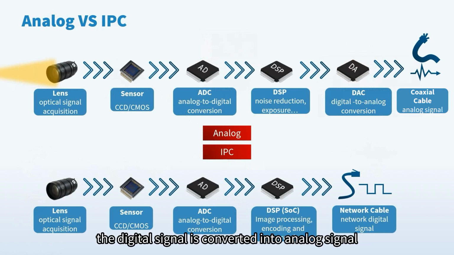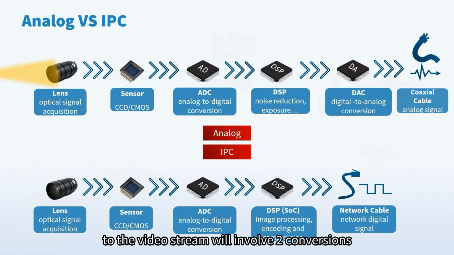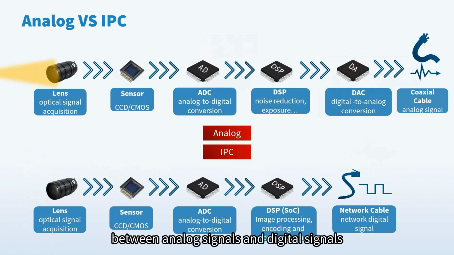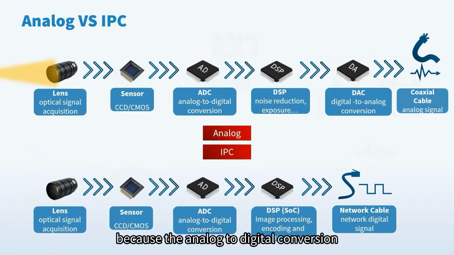After processing, the digital signal is converted into analog signal, and then output through the CVBS interface. In the whole process, the path from light to the video stream will involve two conversions between analog signals and digital signals, which will lead to two information losses, because the analog to digital conversion will inevitably cause information loss.